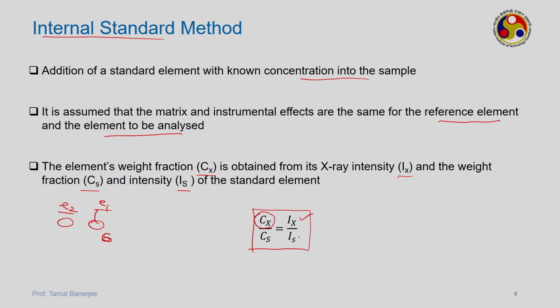So you know Ix, you know Is, you know Cs, because Ix and Is you will be measuring from the spectrophotometer. Cs is the one which you have prepared. This preparation should not be of a high amount. Maximum it can go up to 10 weight percent, not more than 10 weight percent of the element which you want to analyze. Otherwise you will have some other results or distorted spectra. So this is the very simplest way to use the internal standard method to evaluate the concentration of an unknown element.